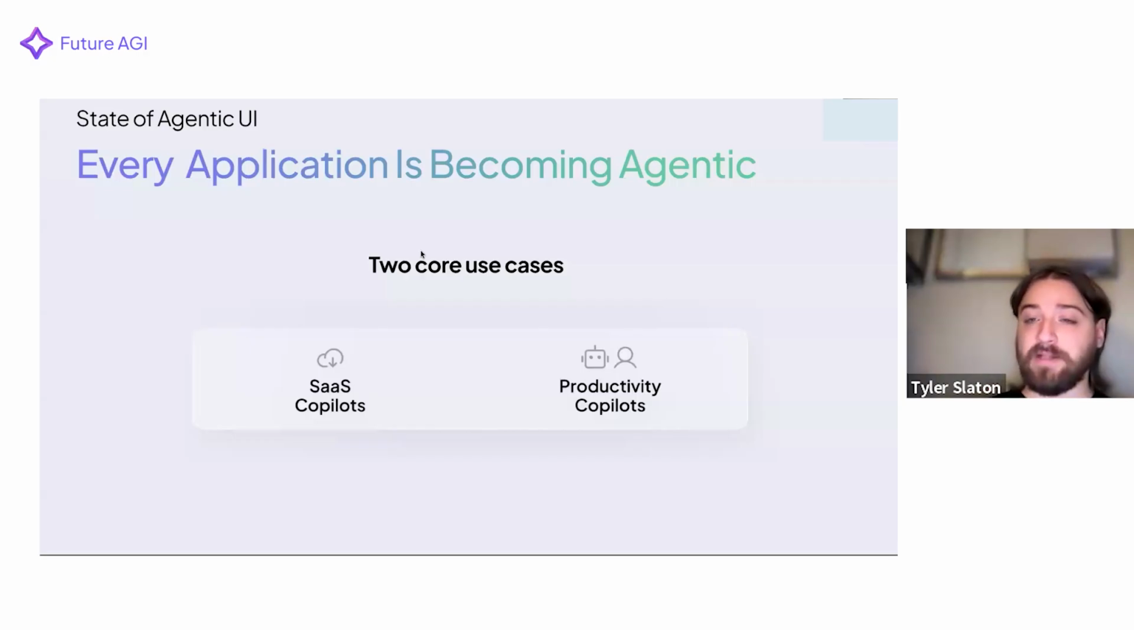One is a SaaS Copilot, or something like HubSpot, where you have a complex SaaS application that you want to make simpler to navigate through a chat-based interface. And another is a productivity Copilot, where you actually get core work done with it. So let's take a look at both.